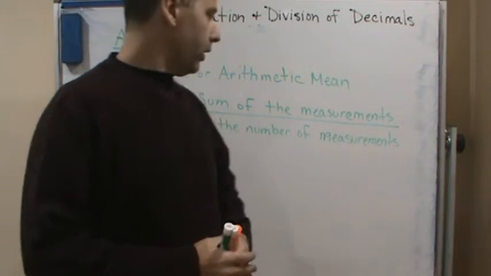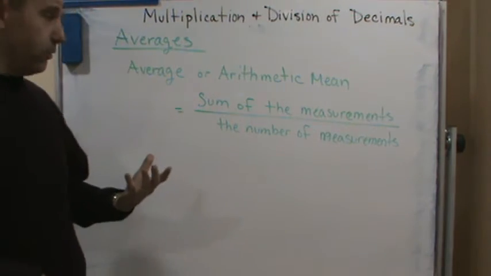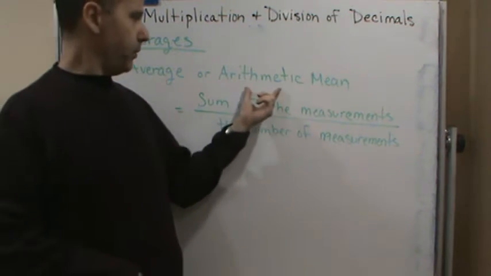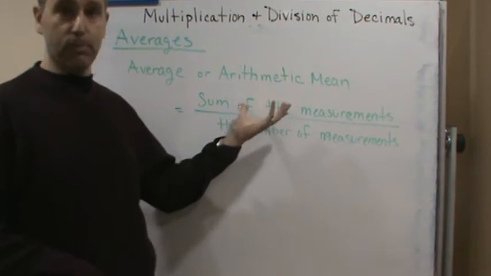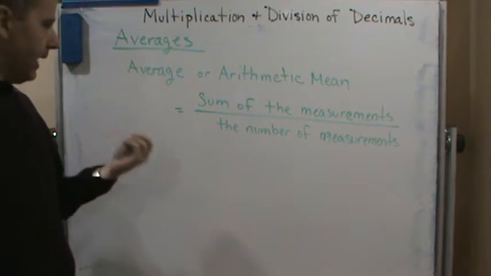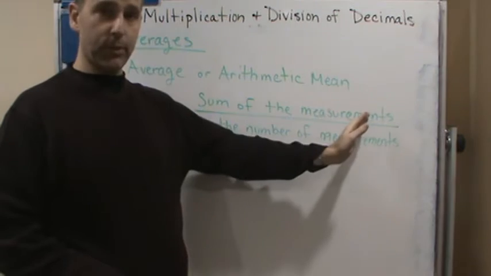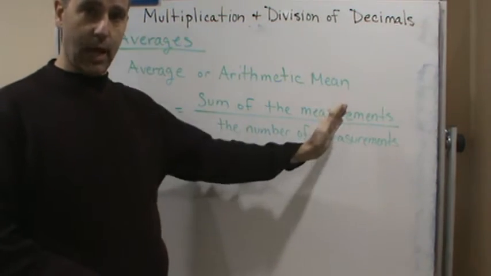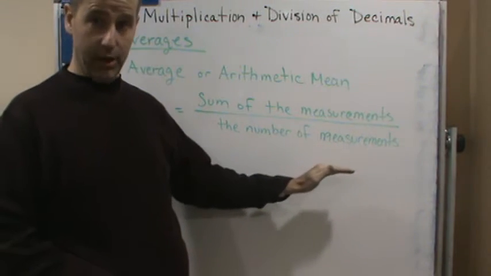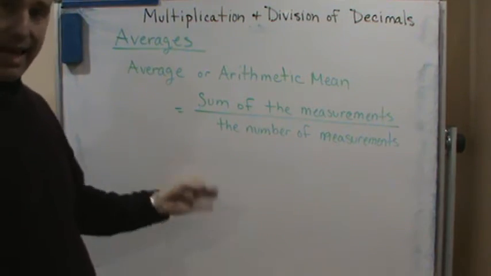Okay, so another way of looking at it is when we deal with measurements, right? So we call this the average, or another term is the arithmetic mean, or just mean. So we can use average and mean interchangeably. So the average is we're going to take all of the measurements and add all the measurements up, and then we're going to divide by the number of measurements that we took. Okay, that is the average.